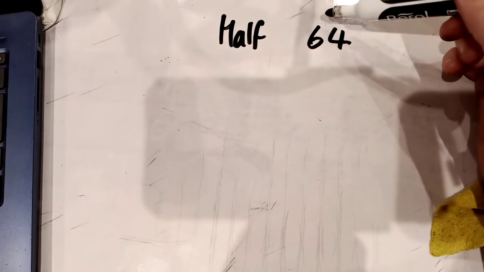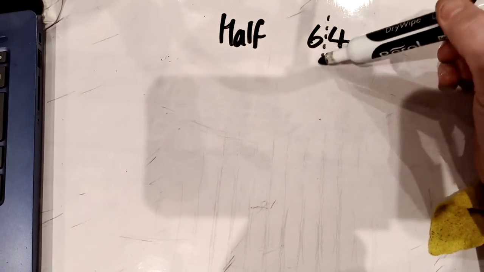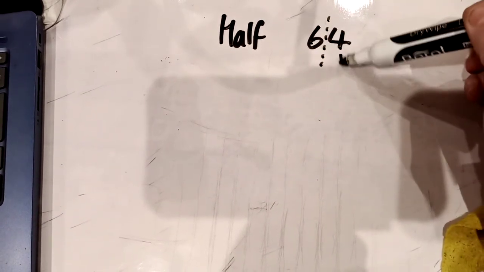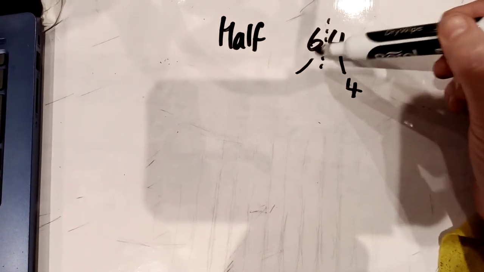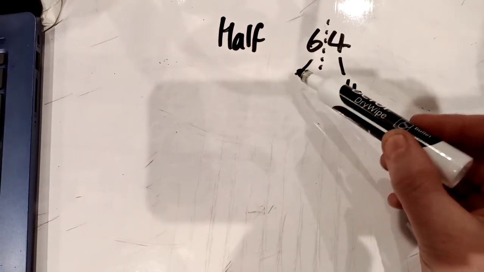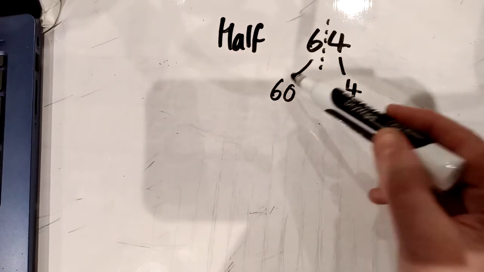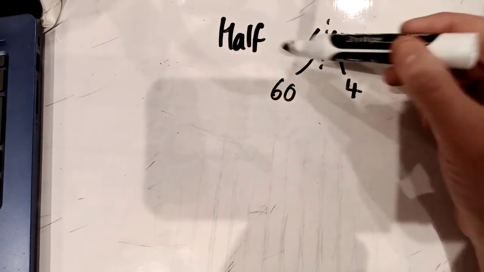The first thing you do is partition it. We know that's 4 because it's 4 ones. We know that's, oh, it looks like a 6, doesn't it? But it's not. It's 60. And then we've got to halve it, haven't we?